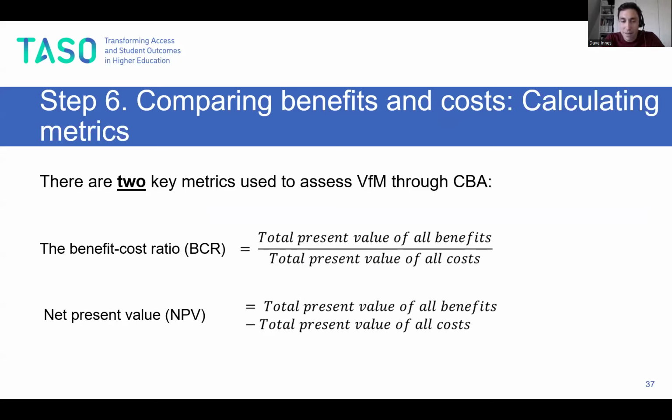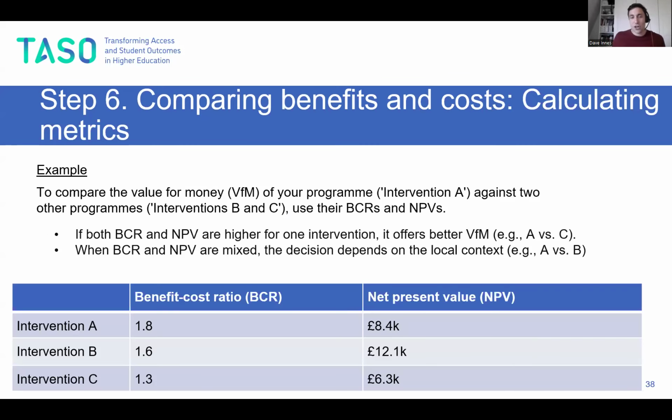The second key metric we'll want to look at is what's known as the net present value. Again, present value just means discounted value, and this is measured by the total present value of all the benefits, subtract the total present value of all the costs. The example on this slide should hopefully show you why both of those metrics are really important to look at the value for money provided by a program. Let's assume that you're comparing 3 different interventions, A, B, and C, and you've gone through all of the steps for each of them, and you've calculated the benefit to cost ratio and the net present value for each of those interventions.